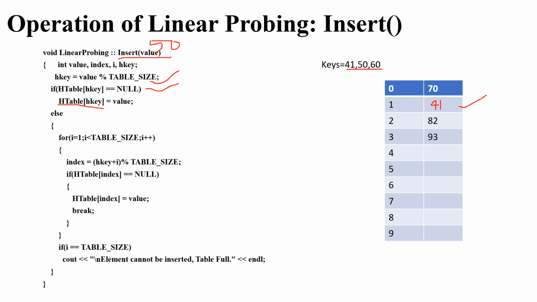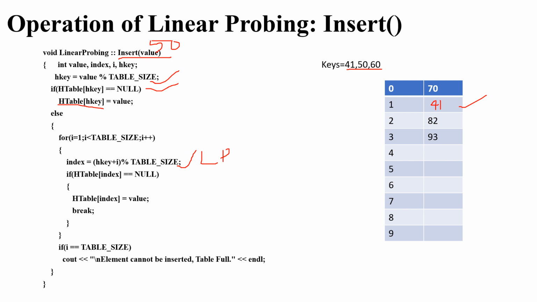In the else part, what will you do? Check that i equals 1, and i is less than table size. Table size is 9, so 1 is less than 9. Yes, the condition is true. Then come here and calculate the index using linear probing. So linear probing: hk is the value you just calculated, that is 0, plus i value 1. So 0 plus 1 modulus table size, table size is 10.